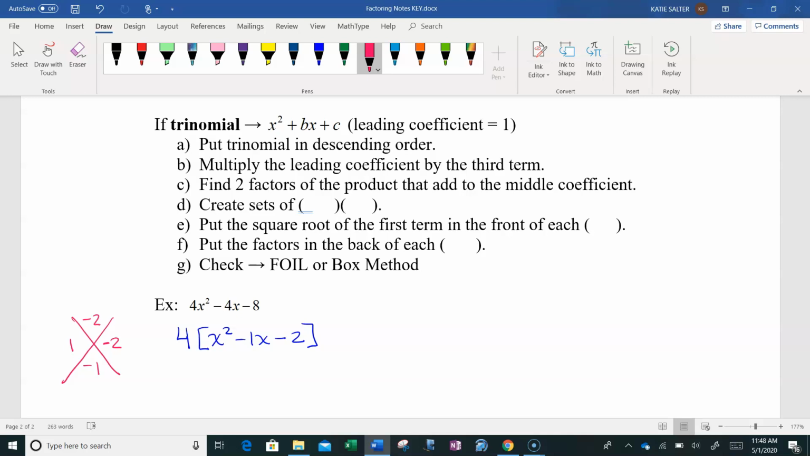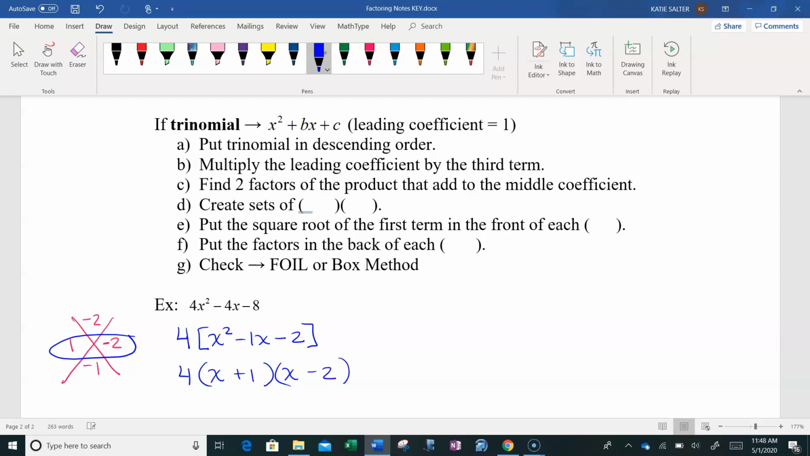So our factors are 1 and -2. So instead of having to do the grouping or the box, we can shortcut this. Just go ahead and create our 2 sets. What is the square root of x squared? It's just x.